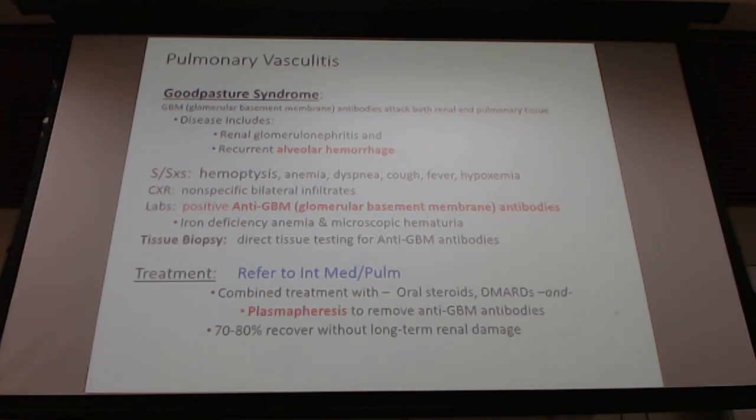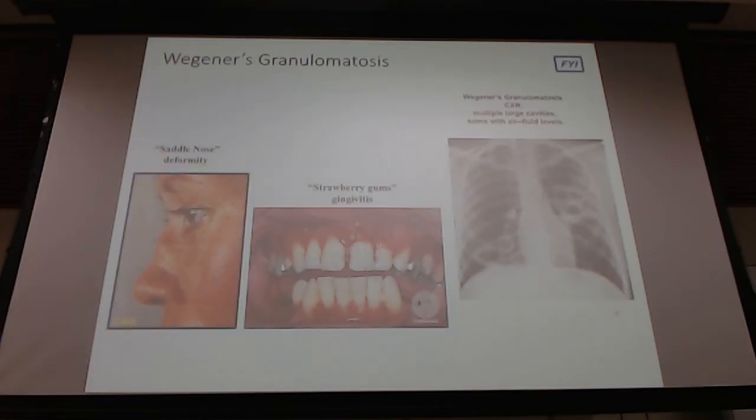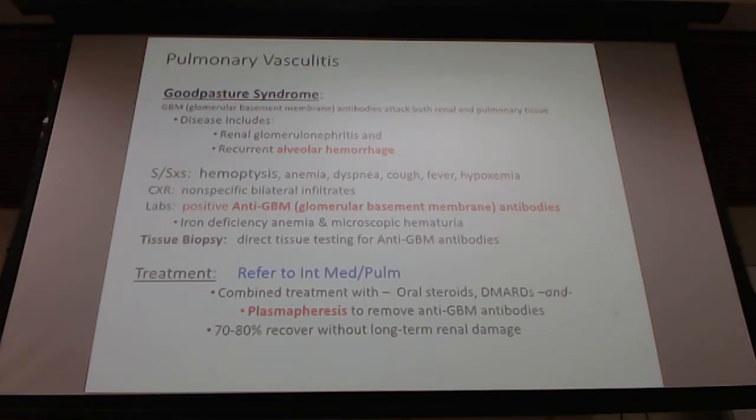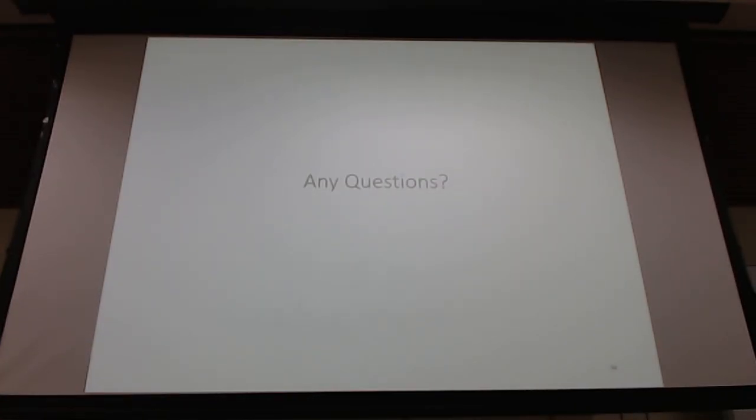You can do labs for it. These are some things that you might see as extra hints. Iron deficiency. Tissue biopsy is obviously just like the Wegener's. Same treatment. A little bit different here, but I will not ask you about treatment, because the treatment, as far as we're concerned, is send them to a specialist.